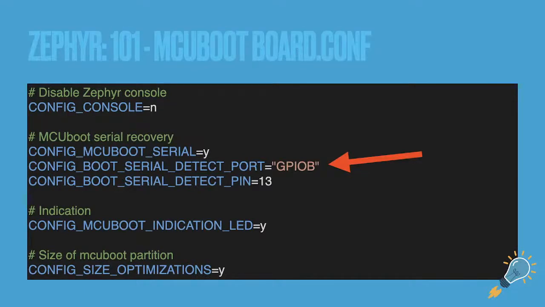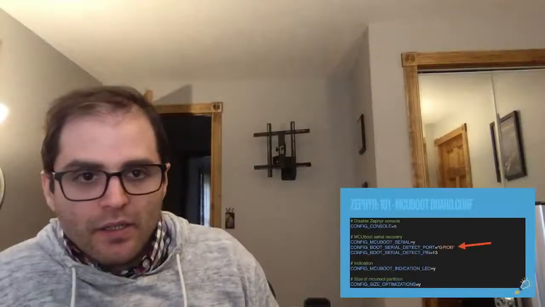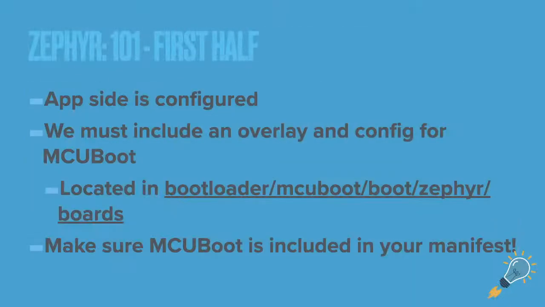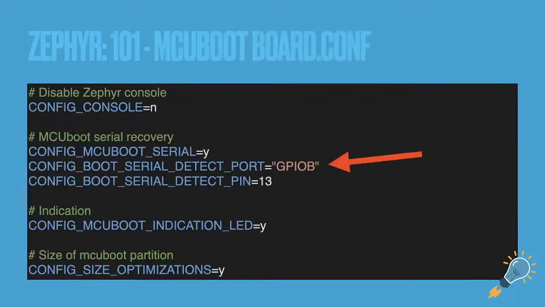This would be living in, I think I had it in the previous slide, located in bootloader, mcuboot, boot, zephyr, and boards, towards the middle of the screen there. That's the path. So this is actually the board.conf, whatever the name of the board is. In this case, we're disabling the console. We don't want that mucking with MCUBoot. And we're setting up a serial setup, so we're going over the UART, and setting that serial to y.